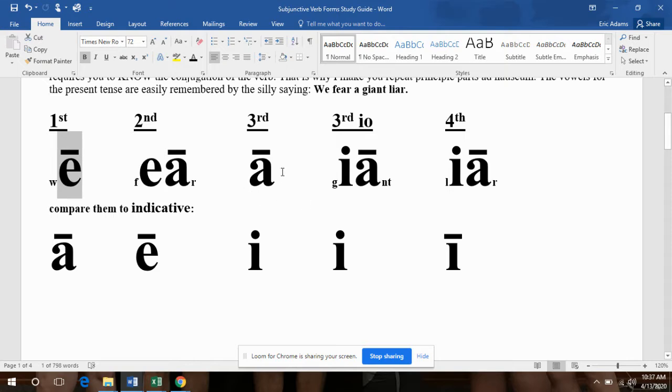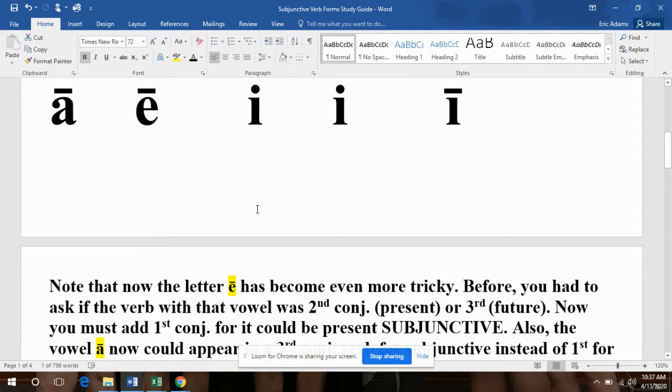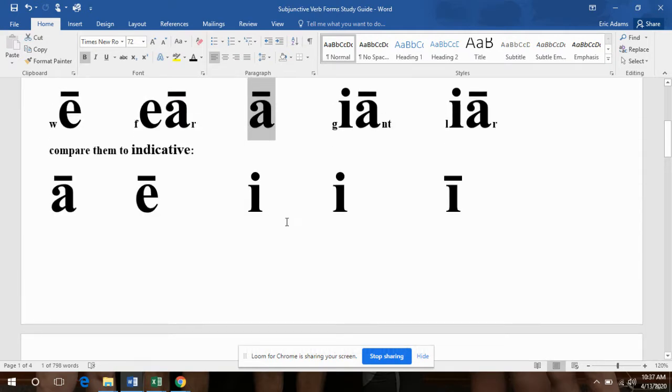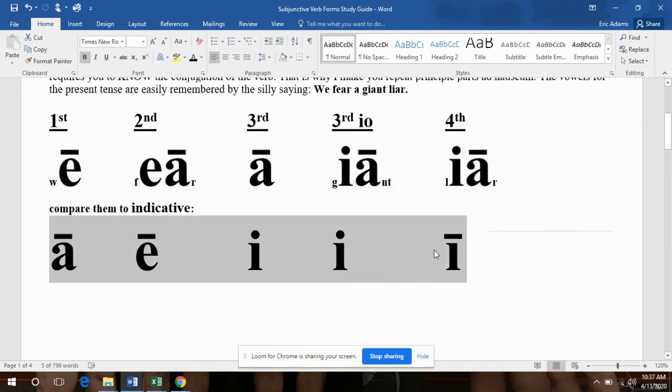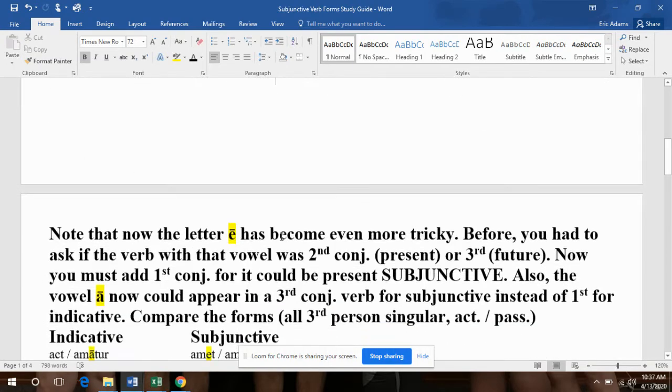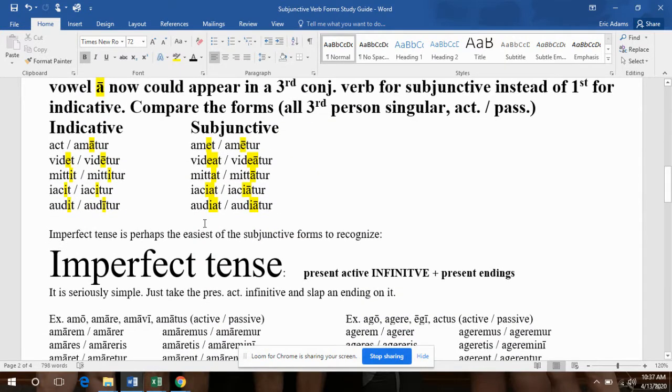The other trouble now is going to be a long A. A long A is the same as what you would find in the first conjugation indicative, but now it is also going to be in the third conjugation. So if you see a regular old verb with an A or an E, you really have to know what conjugation the verb is in order to tell whether we're dealing with a subjunctive, with the giant liar vowel, or an indicative, the regular old vowels that we have seen so far.